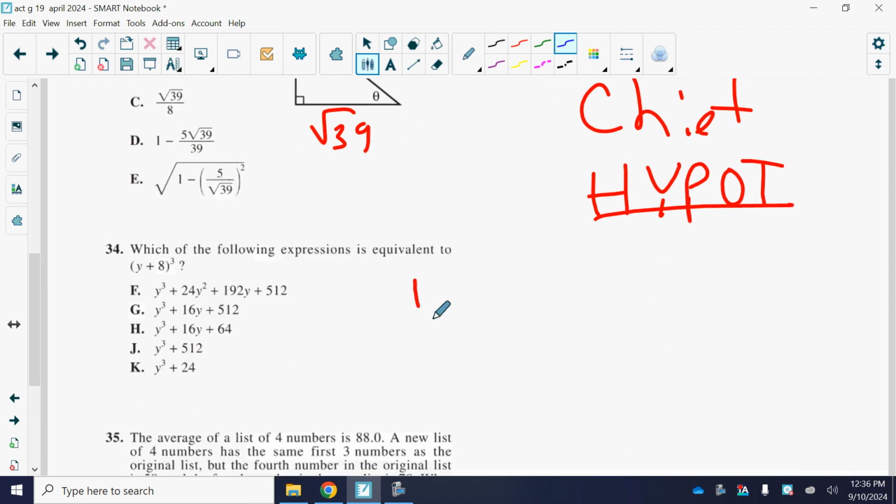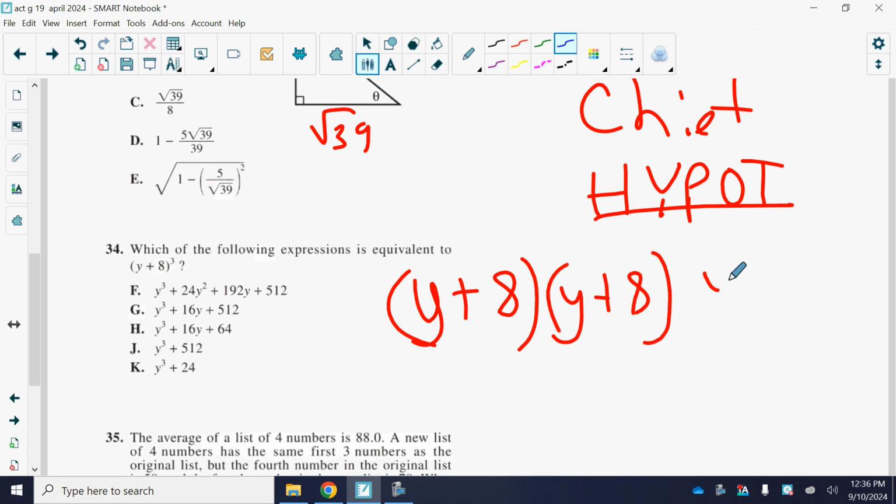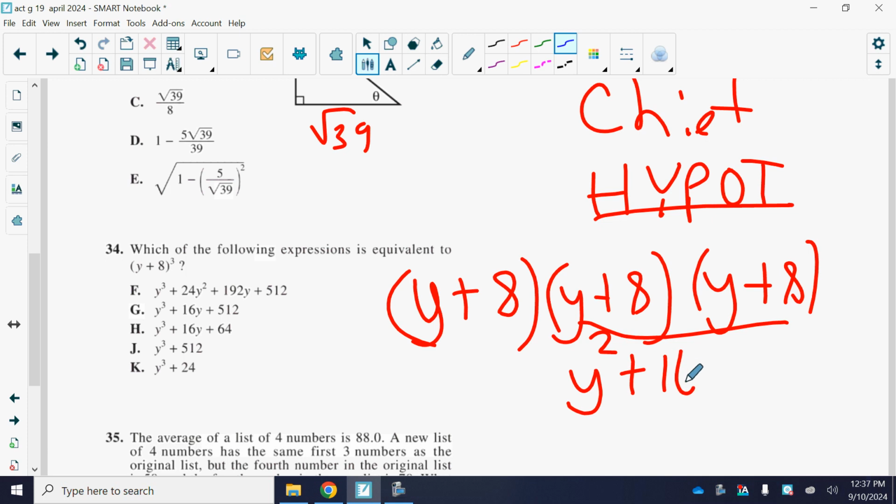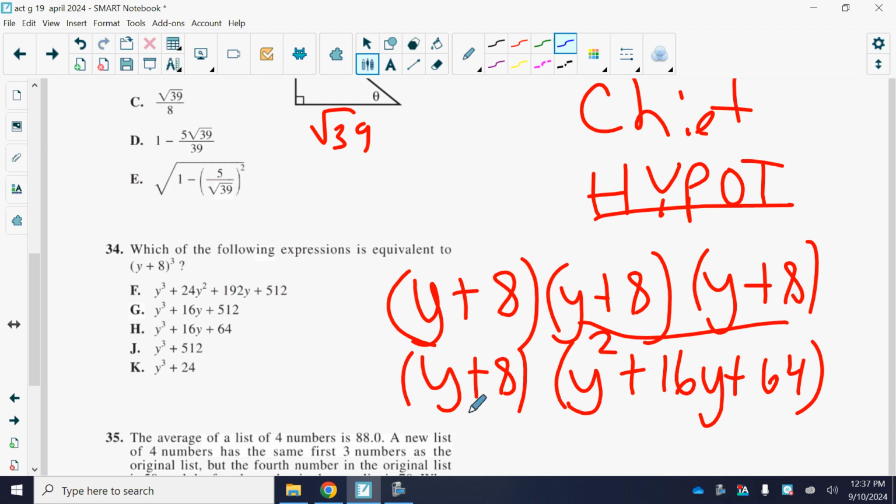This one was y plus 8 cubed. It's a sucker problem. You have to FOIL it and then get the answer to the FOIL and multiply that by y plus 8. So it's a double FOIL. It doesn't take long to realize that the first term is y cubed, and the second one is going to be 16y squared plus 8y squared, 24y squared. We're going the distance with this. It's going to have all of these terms. It's going to be F.